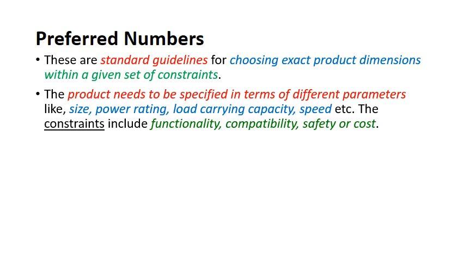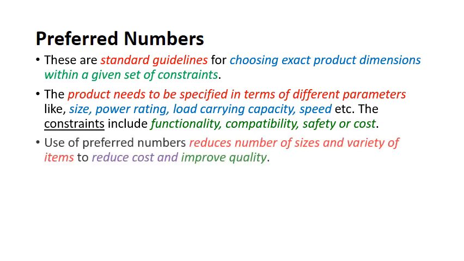These are all the different loading capacities of the testing instruments. Speed: take any vehicle, the maximum speed that it can achieve, 120 kilometer per hour for example for any two-wheeler, and for a four-wheeler maybe beyond that, and so on. These will be decided based on the constraints. The constraints include functionality, compatibility, safety, or cost. Based on these parameters, we decide these things.